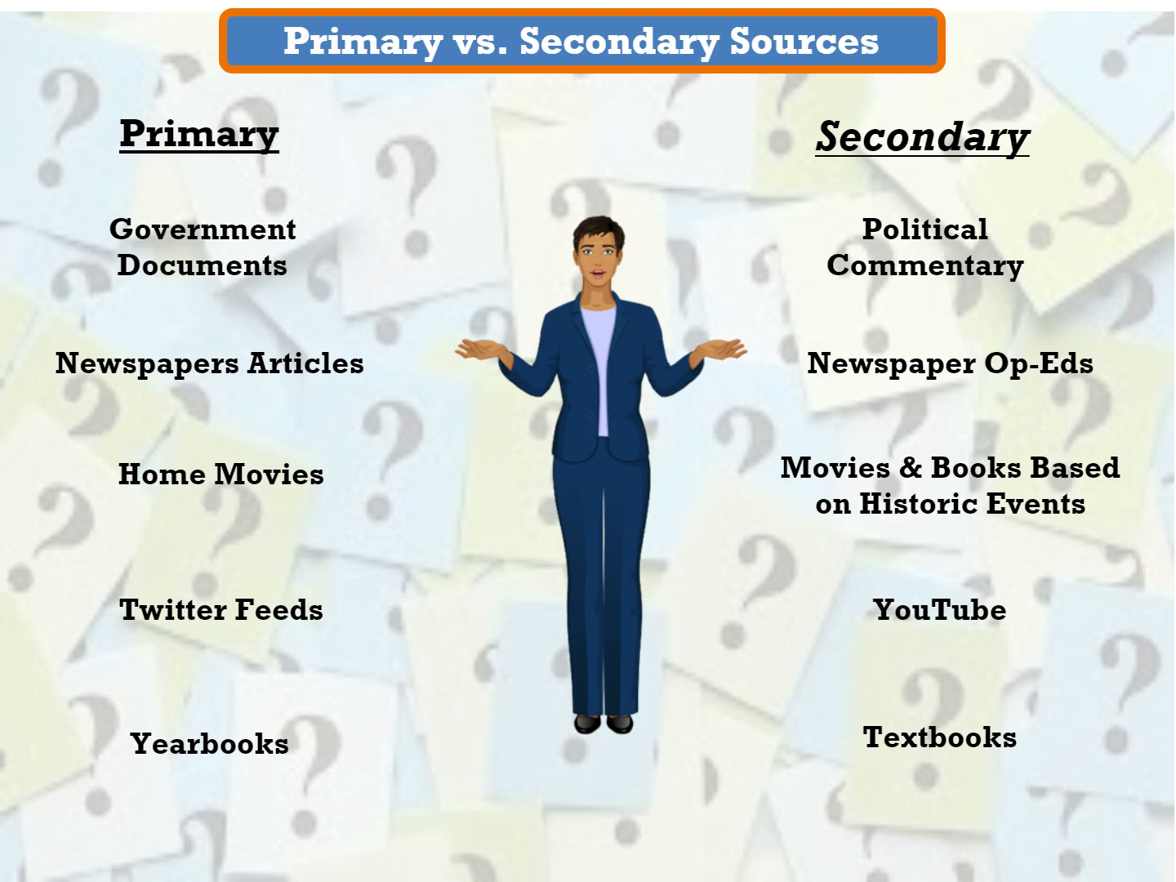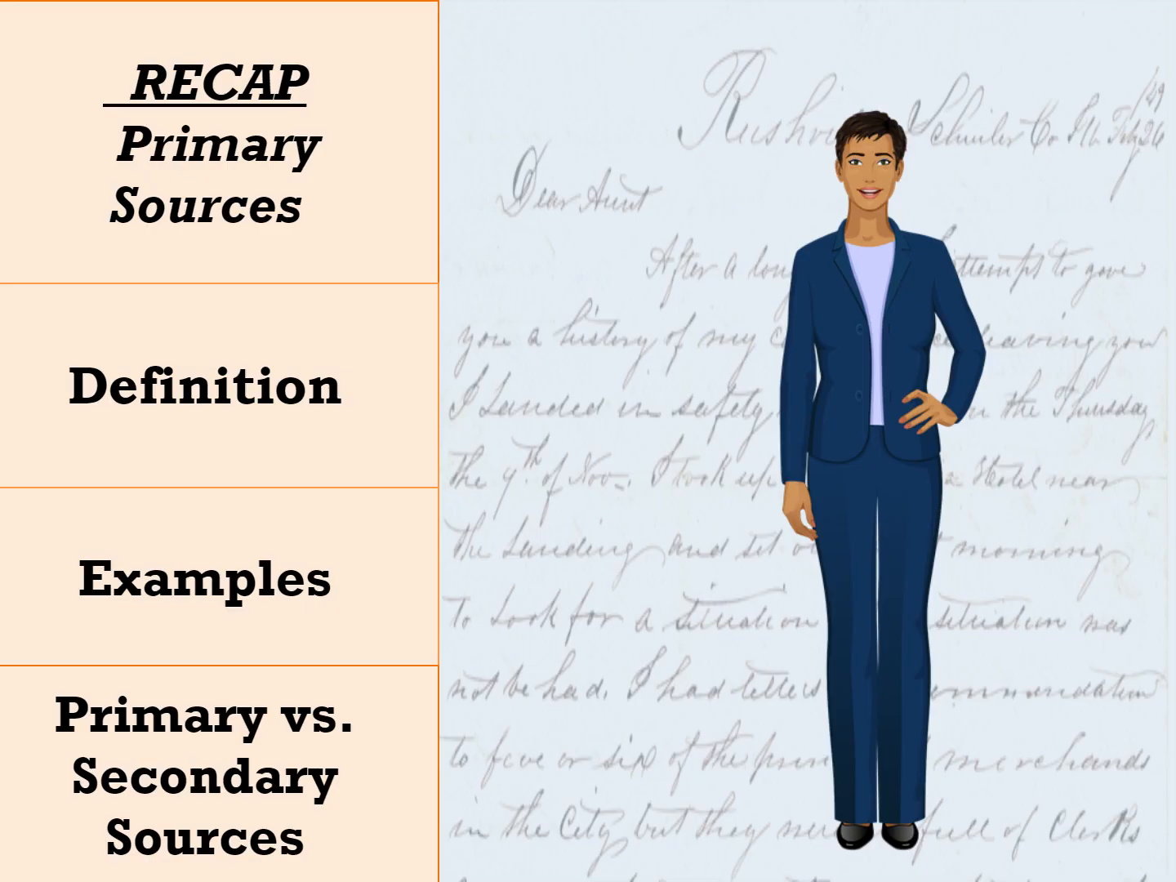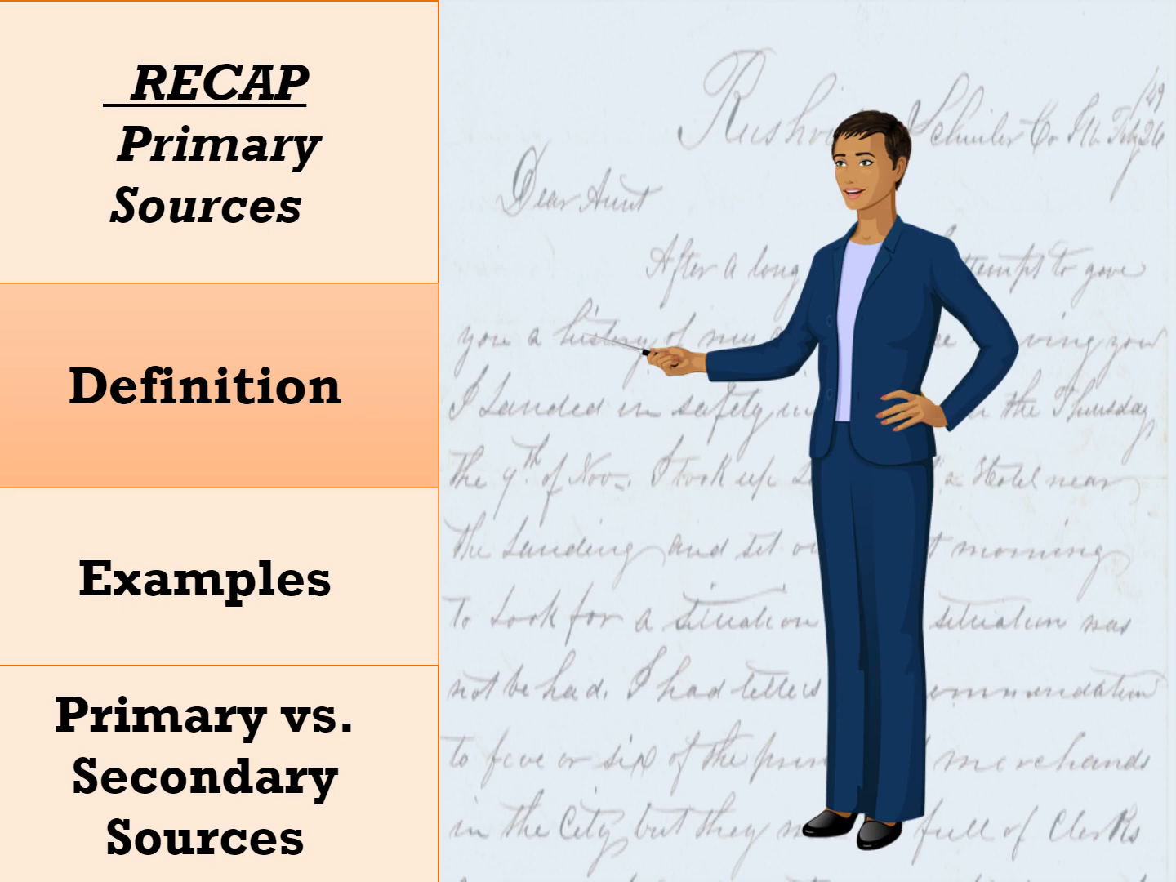If you have any doubt about whether something is a primary source, it is always best to do additional research to confirm that the item is factual. Let's recap. First, we define primary sources. It is an original record created at the time a historic event occurred. Then we looked at some examples of primary sources. Some were obvious, such as a letter or a photograph or a diary.